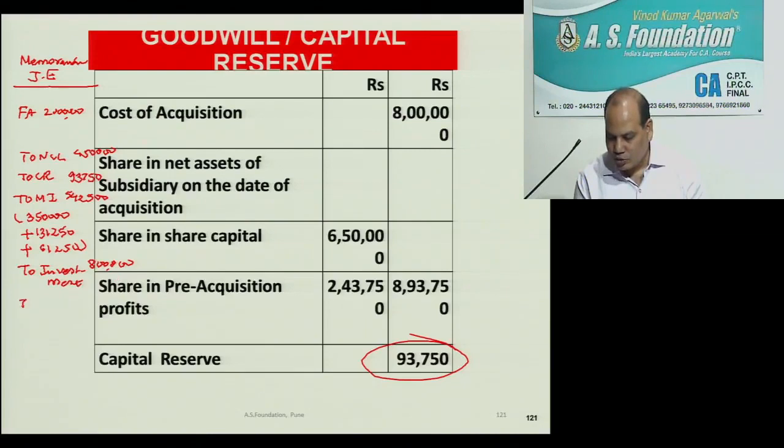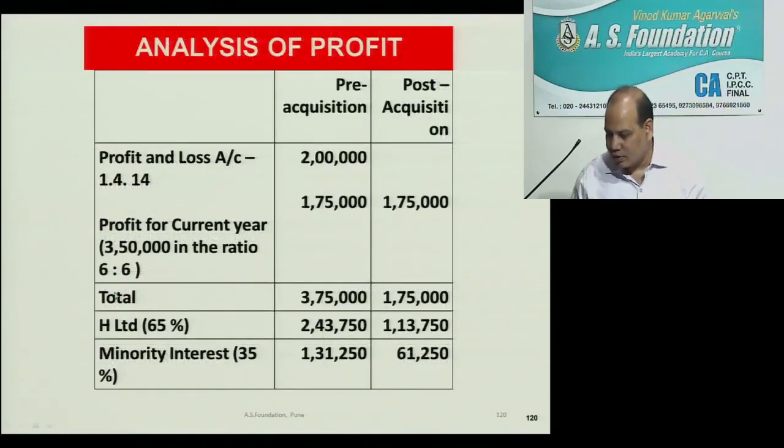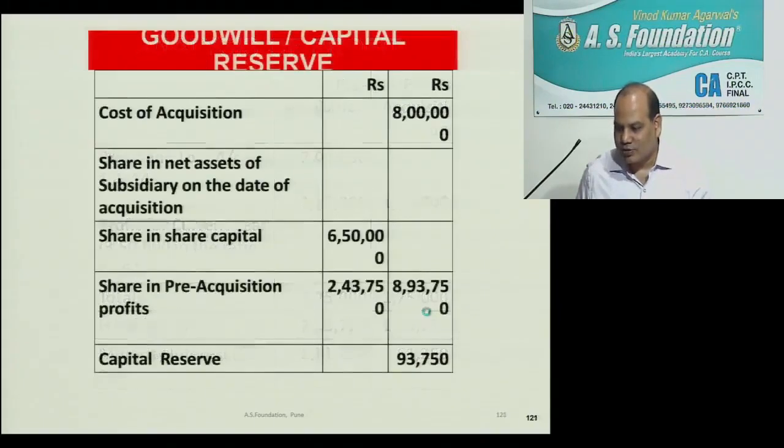And then you will also write down to consolidated P&L account. How much is consolidated P&L account? How much is the share in post-acquisition profit? Share in post-acquisition profit 113. Is it there? Let me check, otherwise you will misguide me. Yes, you are right, 113,750. This figure.